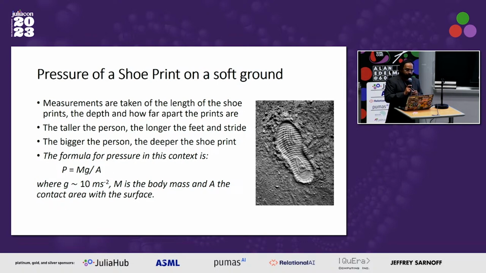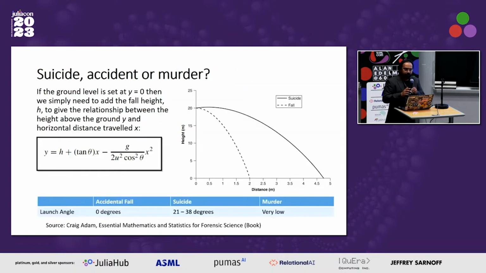So the formula which you can use here is P equal to mg by A. Where g is approximately 10 meters per second square. So m is the body mass and A is the contact area with the surface. So the unit of measurement is pascals. So just a simple formula will give you the result. Just substitute the values and you will get the result.